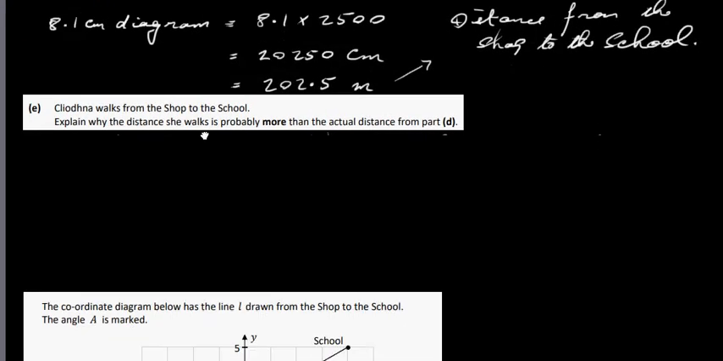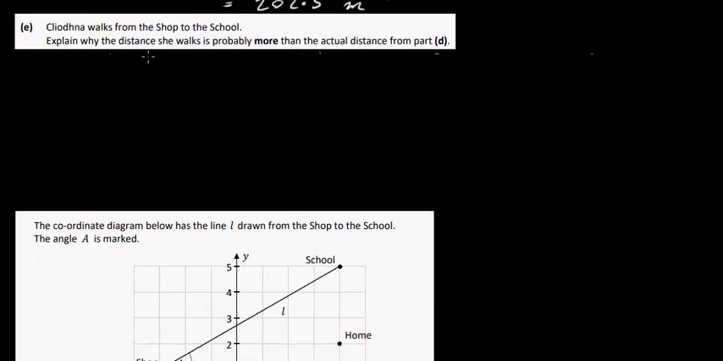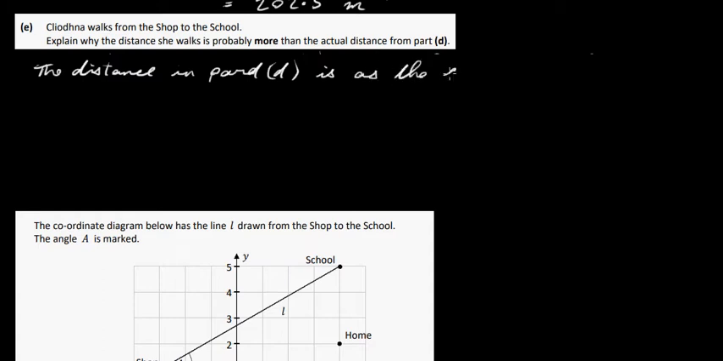Okay, that's it then. Part E. Cleena walks from the shop to the school. Explain why the distance she walks is probably more than the actual distance in part D. Okay, so the distance in part D is direct. It's, if you like, as the crow flies. So it's a direct route.